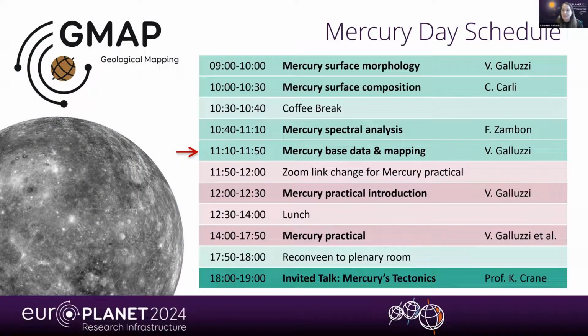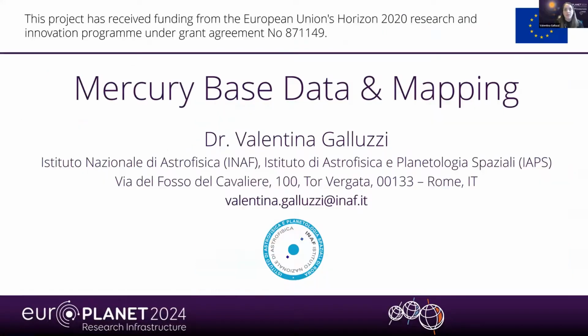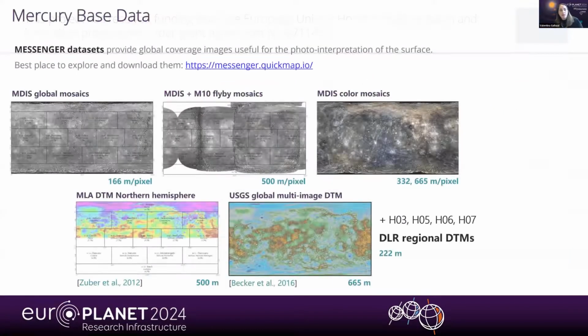Now we are going to discuss the base data available to map Mercury, and we will also have an overview of geological maps available on Mercury. This is just to give an overview of Mercury mapping also to those students who won't be with us this afternoon for the practical lessons. So, okay, how do we map Mercury?